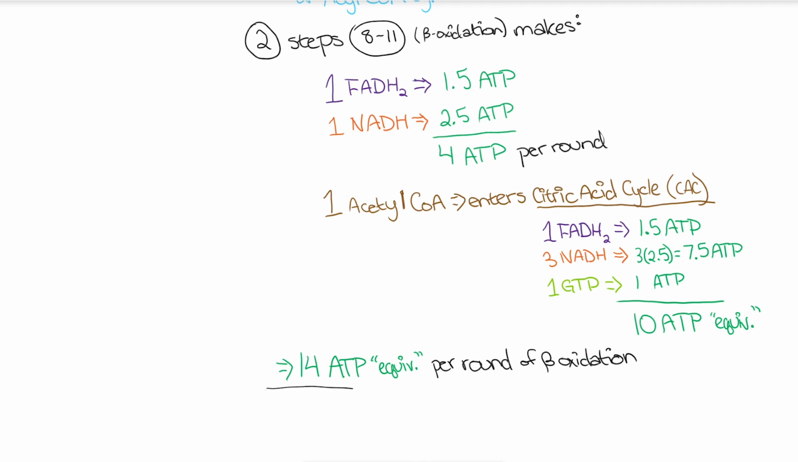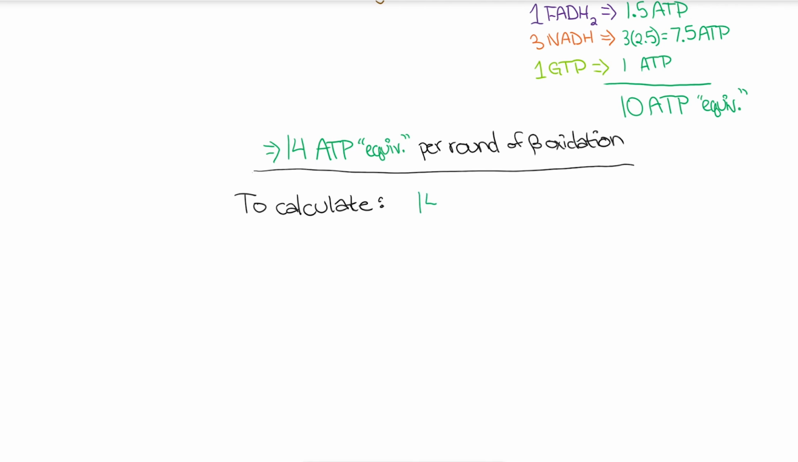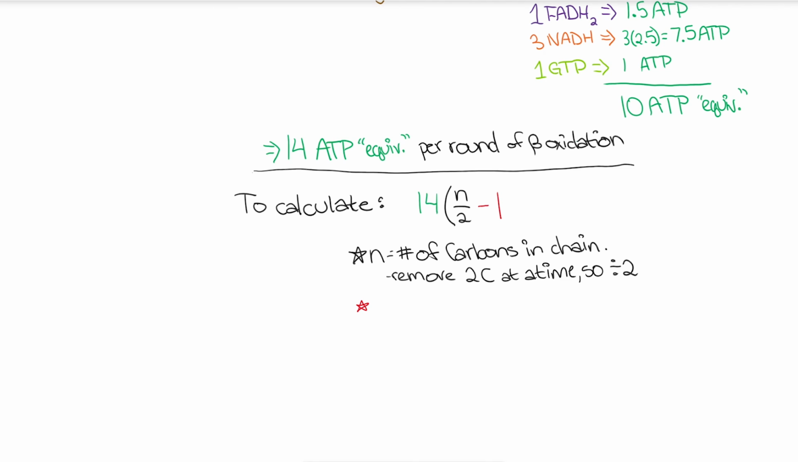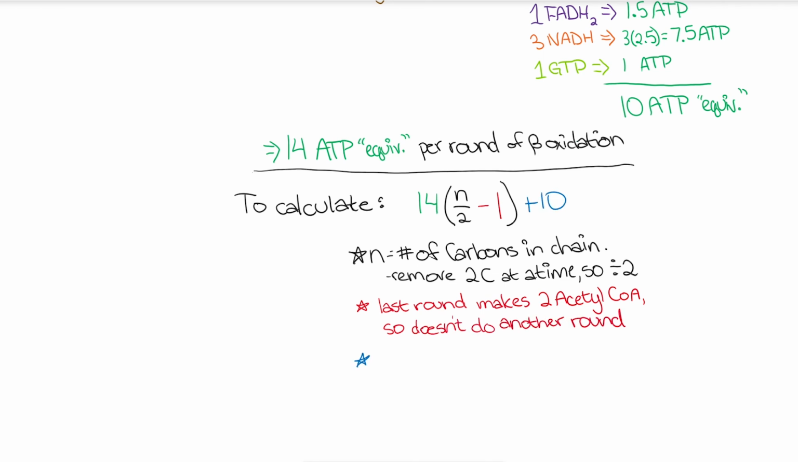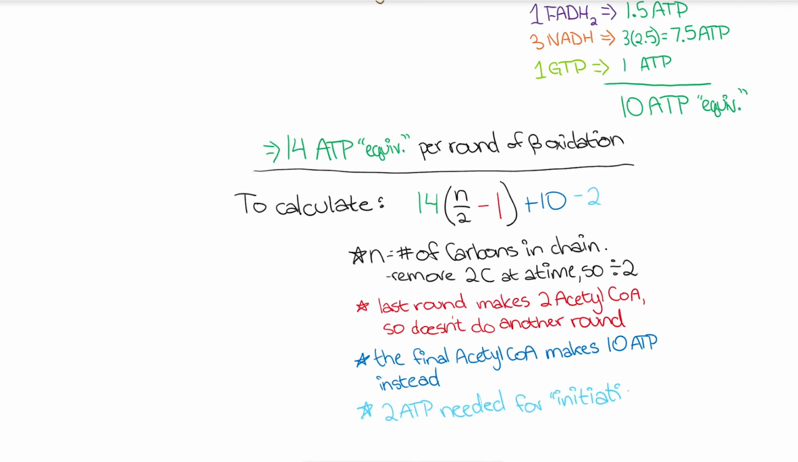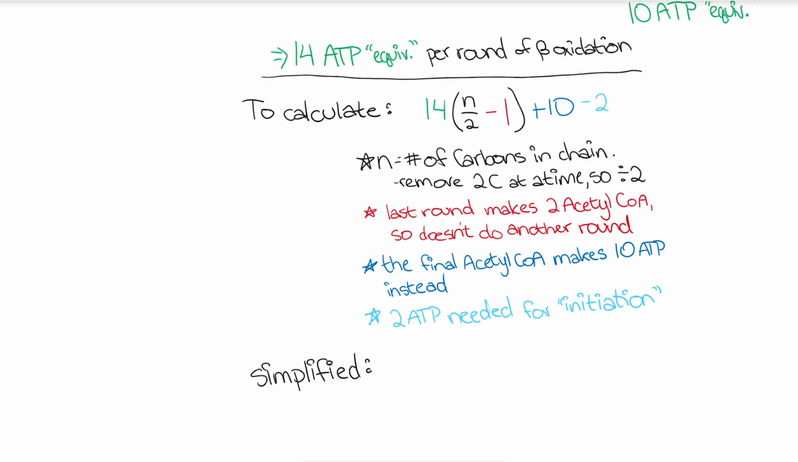Now let's say you want to calculate how much ATP you make in total. You start with the number of carbons that you have in the chain, and you're going to divide that by 2. You're dividing it by 2 because each time you do beta oxidation, you're cutting off 2 carbons at a time. You're going to subtract 1 because the last round of beta oxidation is going to make 2 acetyl-CoA, so it's not going to go and make another 14. It's going to go straight to the citric acid cycle. You're going to add 10 because that last round is going to add 10 instead of 14, again, from the citric acid cycle. And you needed to have 2 ATP for initiation, so that's going to remove 2, or minus 2. If you simplify this equation, you're going to end up with 7N minus 6.